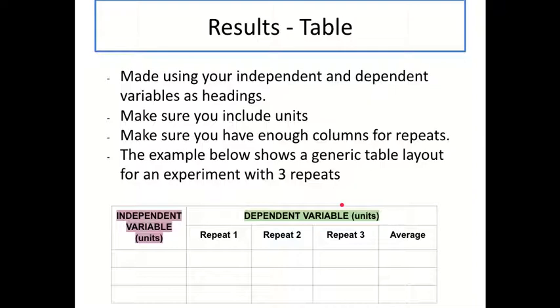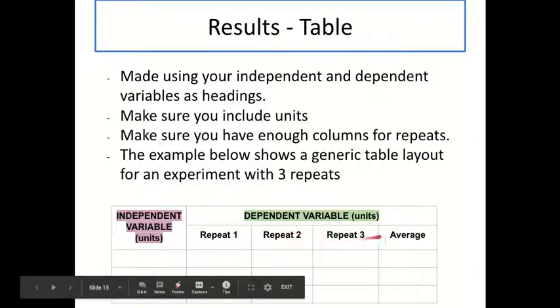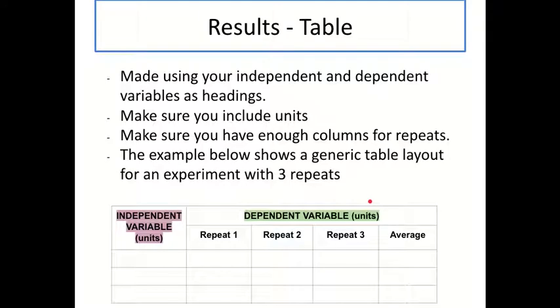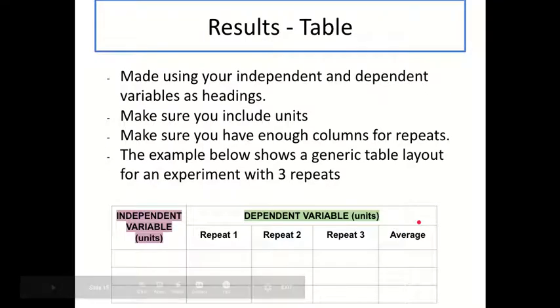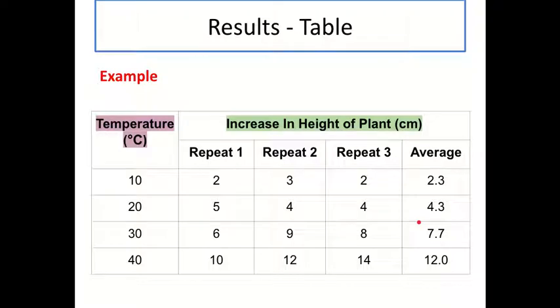This saves time and stops you having to write the dependent variable and units for every single one of these columns. There is space for 3 repeats for each of the independent variable conditions here, and also a column at the end for you to work out your average for each as well. So this is what it would look like in our example experiment.